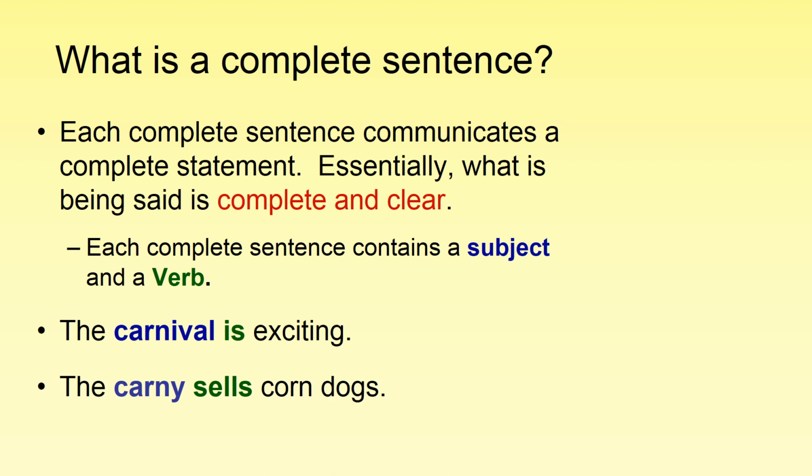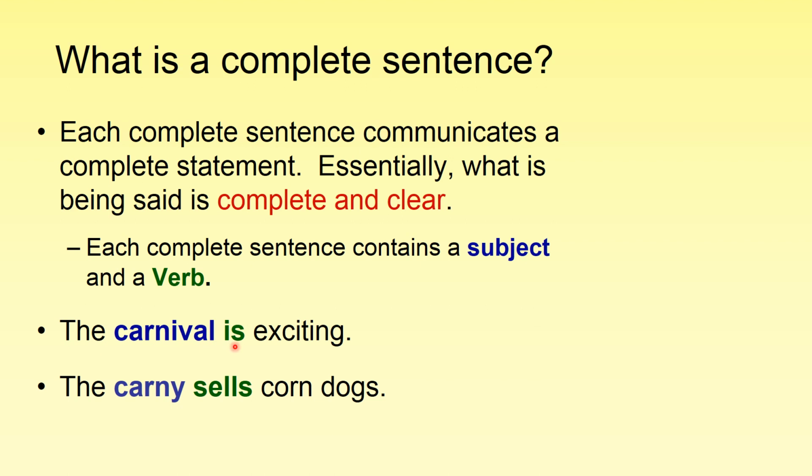Let's start off by defining a complete sentence. A complete sentence concludes something. It is a statement that comes across as complete and clear. Each complete sentence will have a subject and a verb. Let's take a look at two examples.